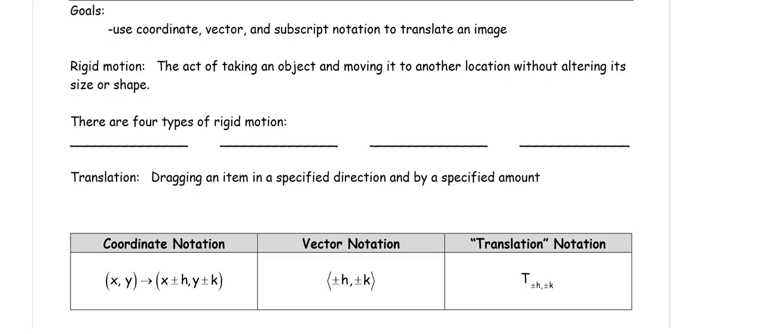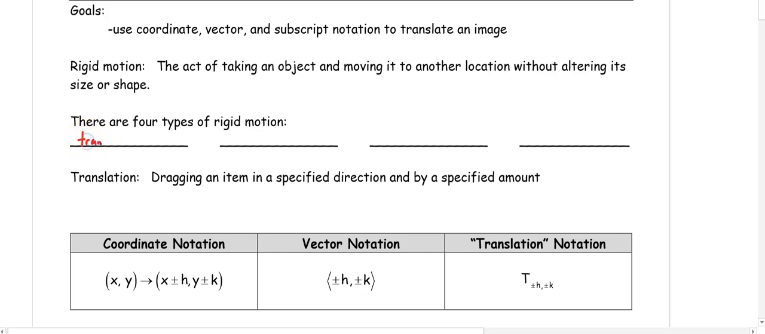This video is about the rigid motion of translation. So the goal is to use coordinate vector and subscript notation to translate an image. A rigid motion is the act of taking an object and moving it to another location without altering its size and shape. There's 4 types of rigid motion.